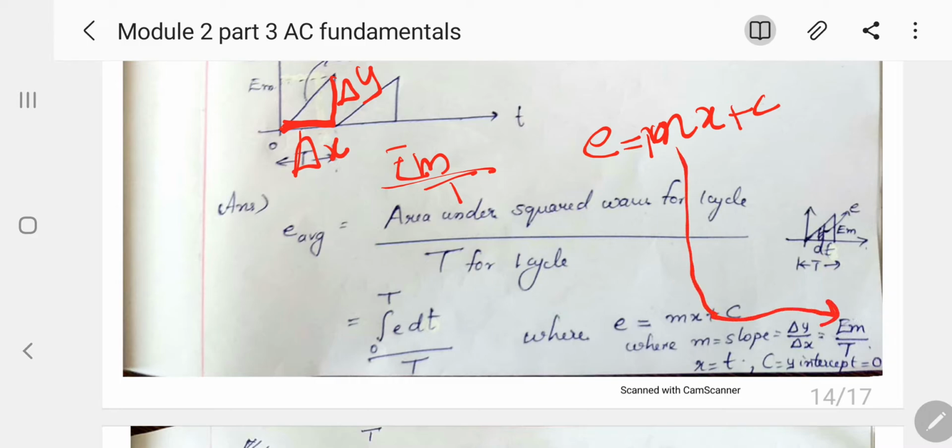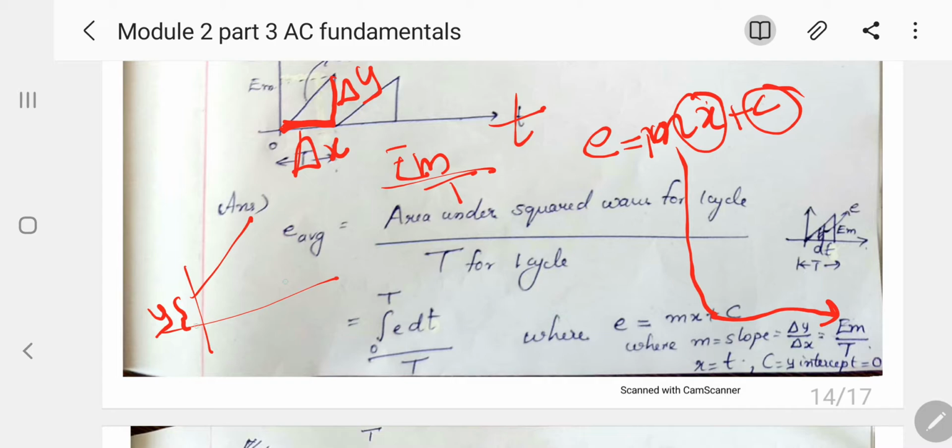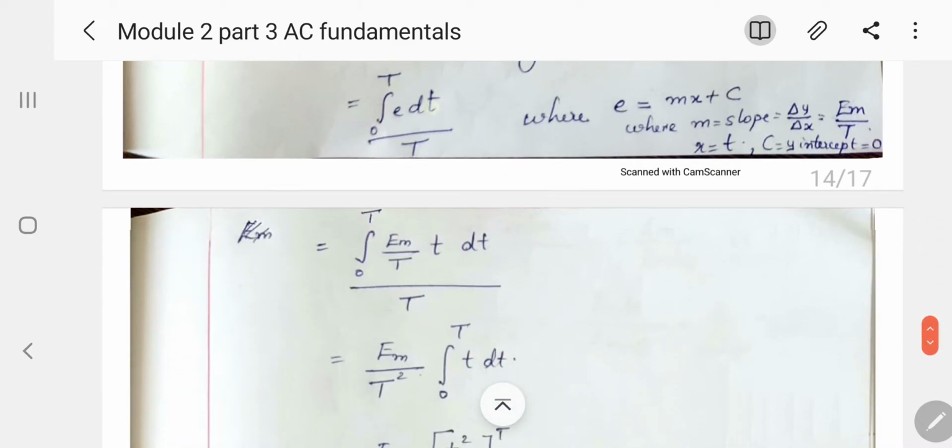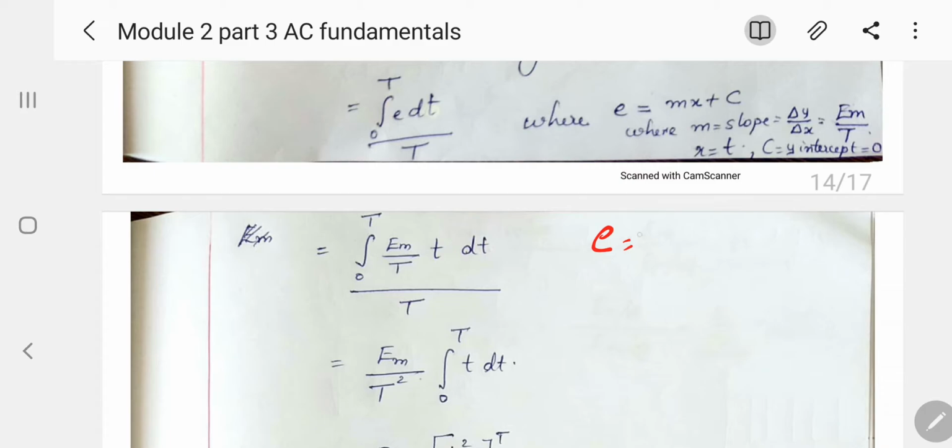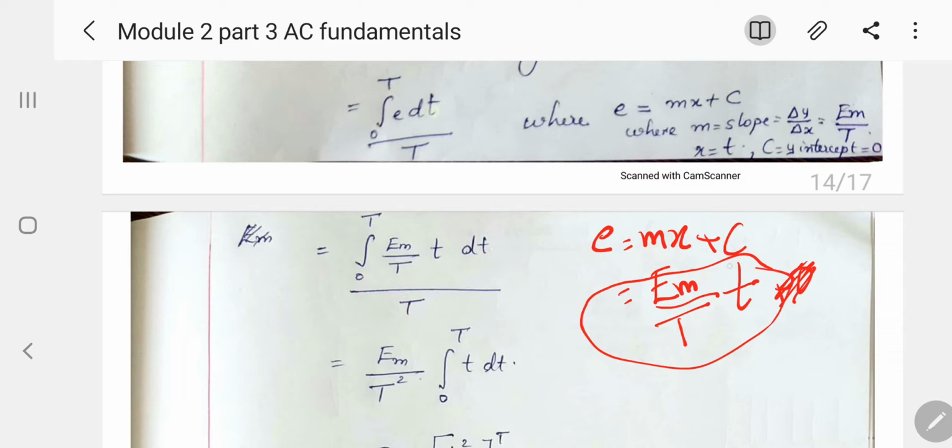I have written it here, Em by T, that is the slope. Now instead of x, the x axis here is t, so instead of x we write small t. Now what is c? C means the y intercept. If you are starting from a point on the y axis, that is known as the y intercept. Here it is starting from 0 itself, so the c value is 0. So our total equation becomes e is equal to Em divided by T into small t plus 0. So this is our equation for e now.